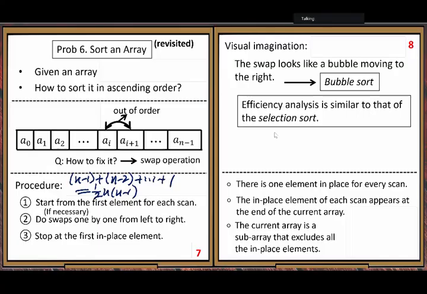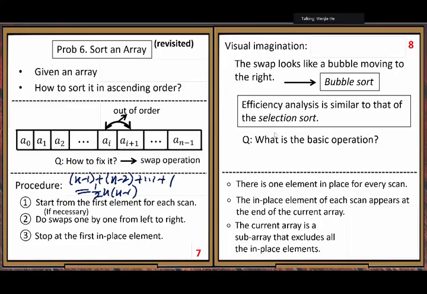And this efficiency function is the same for all the cases: best case, worst case, average case. That's also the same as the selection sort, the same property as that selection sort.